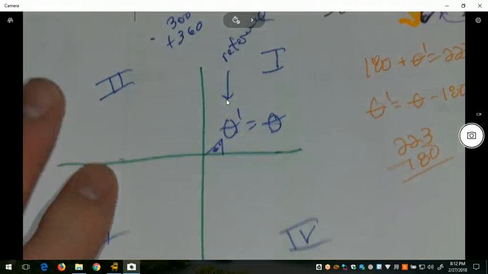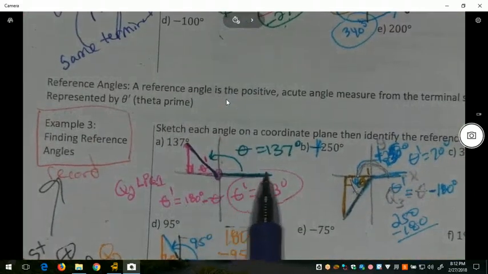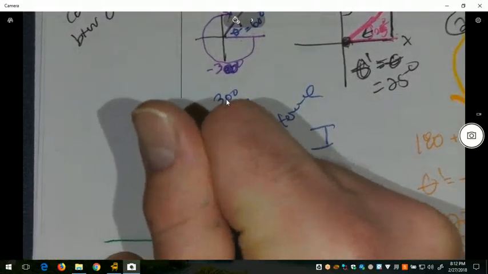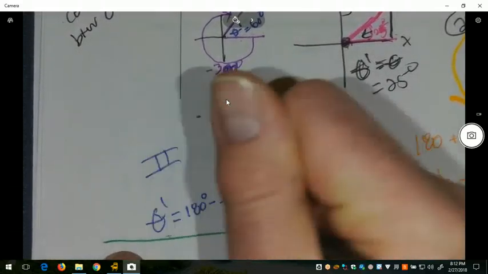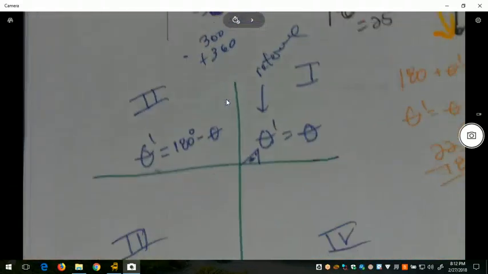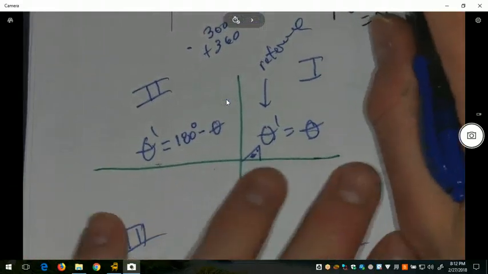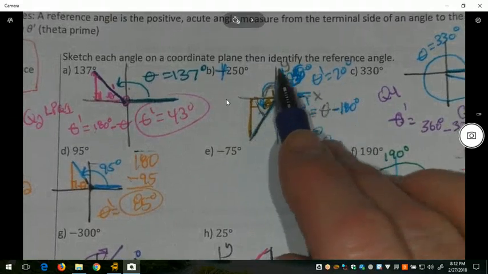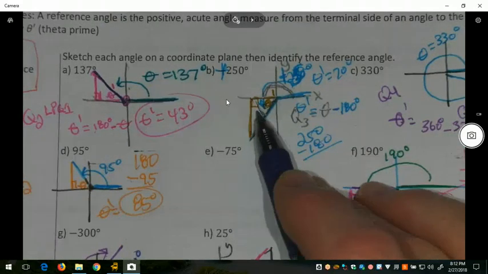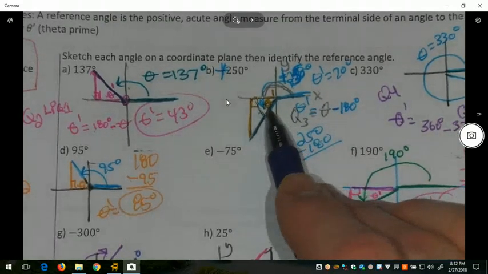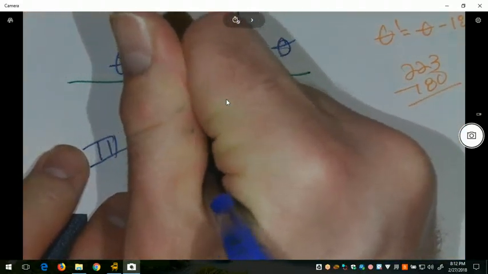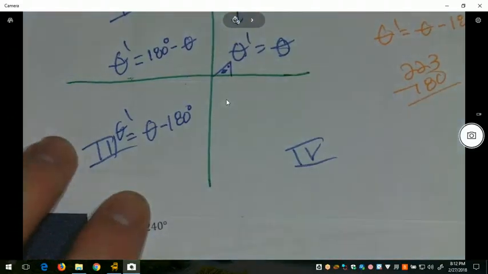If you're in quadrant 2, as we saw in quadrant 2, the two are a linear pair, so I just have to do 180 degrees minus theta when I'm working in degrees. If you're in quadrant 3, like we were for letter B, you can see the terminal ray is in quadrant 3, we've already covered 180 degrees plus some. Well, that plus some is what we want for our reference angle. So we do our angle minus 180 degrees to get theta prime.